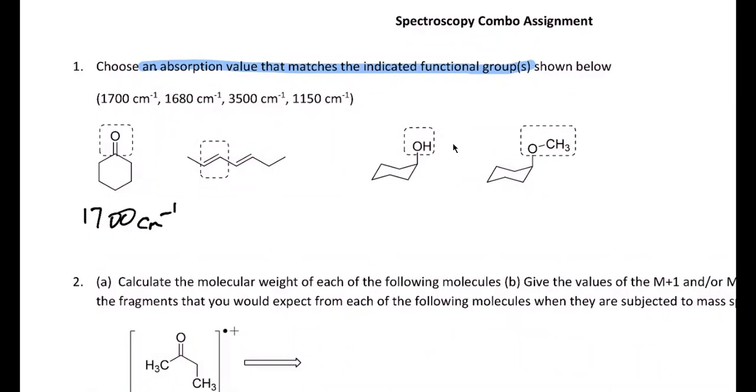1100. They're both the same. 1680. Did somebody say that? Because you know the alkene and the ketone are a couple in the same place. Oh, because of the power? Because of the power.